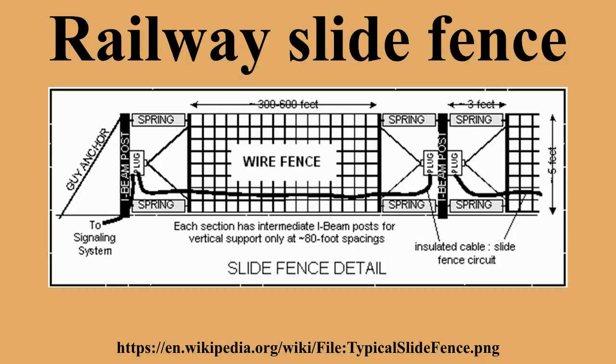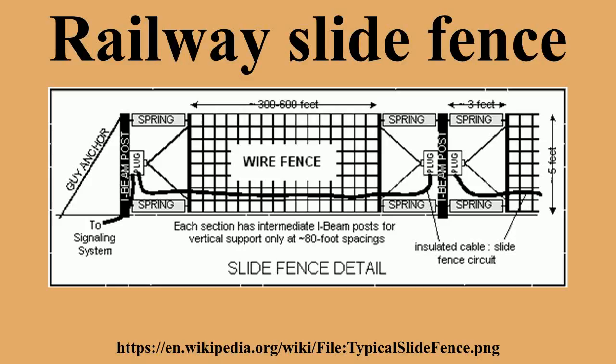Electrical. There are two types of electrical slide fences in operation. One type of electrical slide fence consists of a series of parallel conductive wires strung about 8 inches apart on poles that create a fence, parallel to the rails. This creates an electrical circuit that is monitored by signaling equipment.